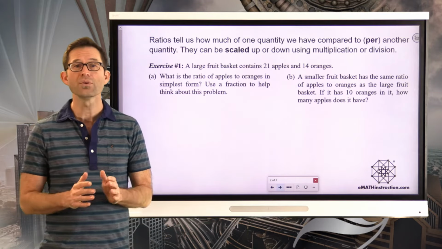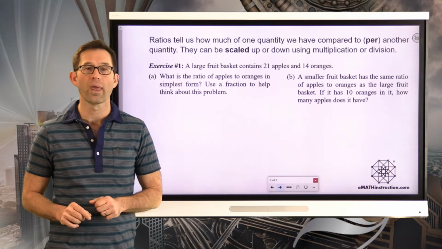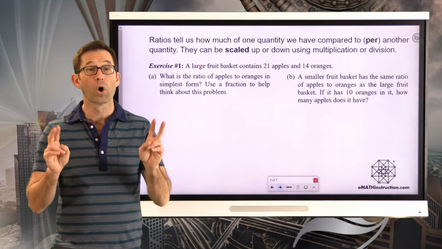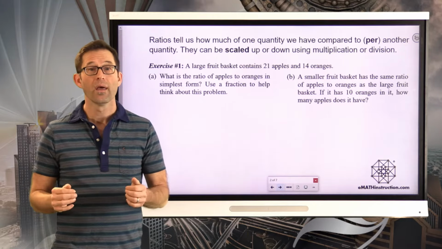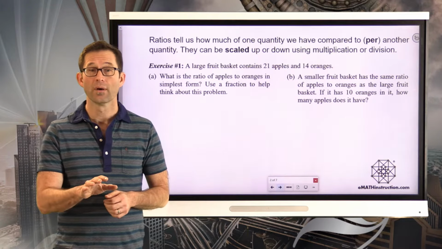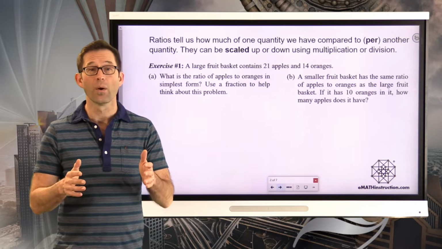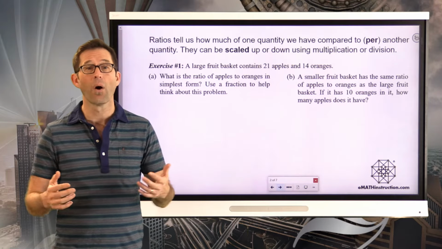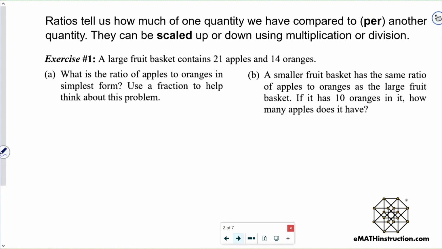Ratios tell us how much of one quantity we have compared to, per, another quantity. They can be scaled up or down using multiplication or division. So let's take a look at what that per means and the scaling in the first exercise. A large fruit basket contains 21 apples and 14 oranges. Letter A asks us, what is the ratio of apples to oranges in simplest form? Use a fraction to help think about this problem.